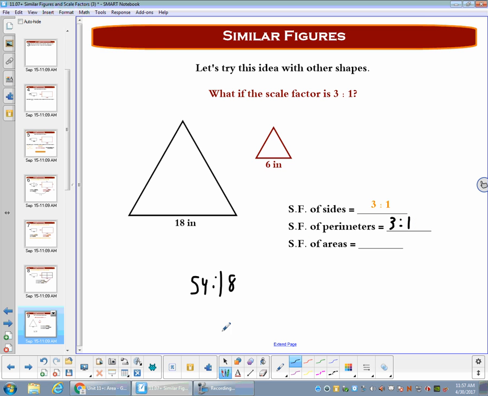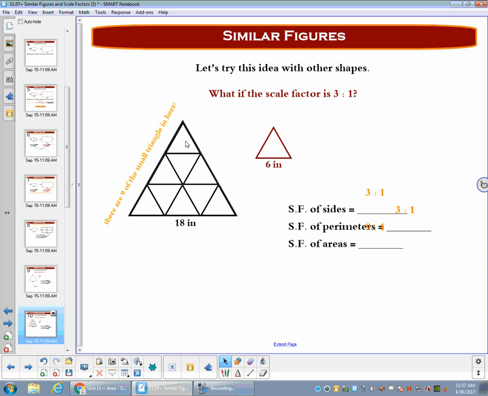But now we've got to think about the scale factor of the areas. How many of these things can I fit in here? And it's obviously more than 3. I can fit 3 along each side. So if I draw it in, there's 1, 2, 3, 4, 5, 6, 7, 8, 9. And if we line that up, we have 3 to 1, 3 to 1, and 9 to 1. So now what's the relationship between the ratio of sides and perimeters? Hopefully you see that they're the same. The ratio of the sides and the ratio of areas: 3 squared is 9, 1 squared is 1. So you have to square those.